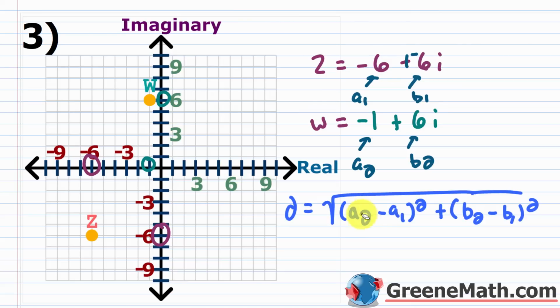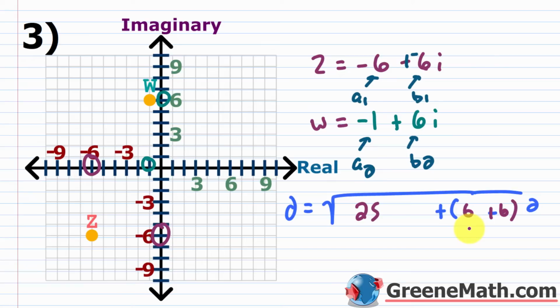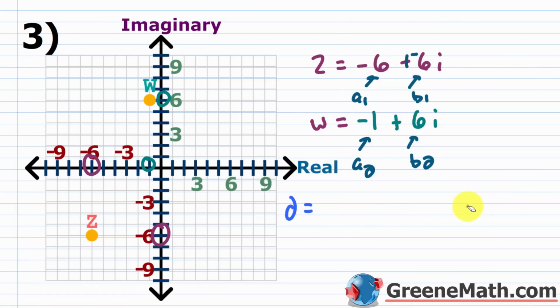So a sub 2 is negative 1, and then a sub 1 is going to be negative 6. So again, minus a negative 6 is plus 6, and then b sub 2 is 6, and then b sub 1 is negative 6, minus a negative 6 is plus 6. So negative 1 plus 6 is going to be 5. 5 squared is 25. And then here, 6 plus 6 is going to be 12. 12 squared is going to be 144. So 25 plus 144 is going to be 169. So the distance is equal to the square root of 169, which is 13.